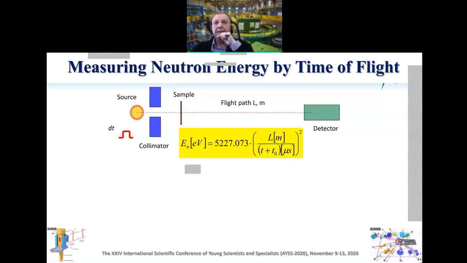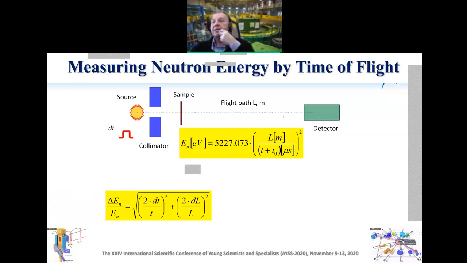Our detector is able not only to detect the fact that a neutron arrived at the detector, but also to measure the time of arrival of neutrons at the detector. And the method of measuring the neutron energy is the following. You have a clock, which is started by the neutron pulse, and you have a clock with multiple stops, and the stop is triggered by the neutron detector. Your detector is measuring the arrival time of every neutron after the source pulse for each specific pulse. And we are measuring the time spectra of neutron arrival at the detector.